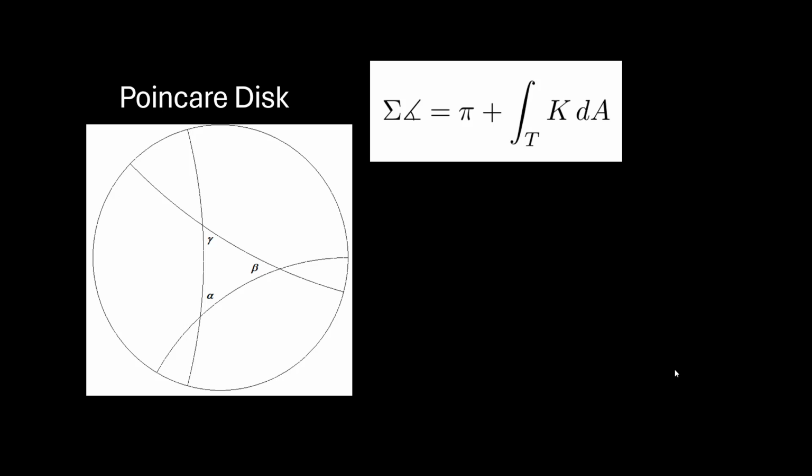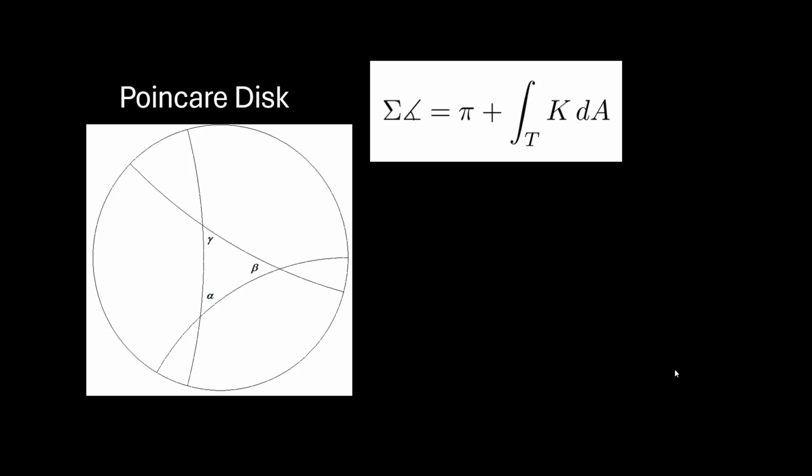total curvature. If k is the Gaussian curvature and dA is the element of area, T is the triangle that we've placed here. If we integrate the curvature across the entire triangle using a double integral, then what we get is the total curvature. If the curvature is negative, as it is in the Poincaré disk, then the angle sum will be pi plus a little bit of a negative thing. That means it'll be less than 180 degrees.